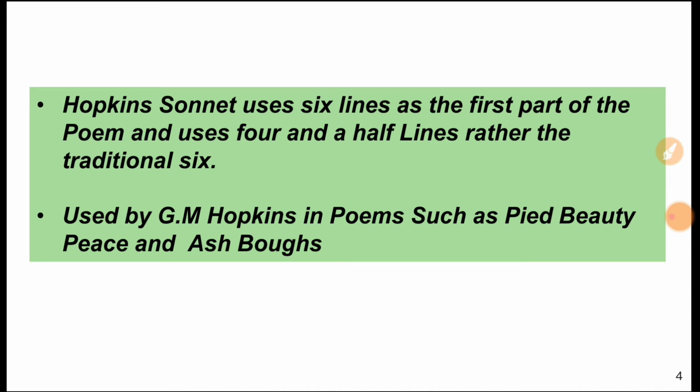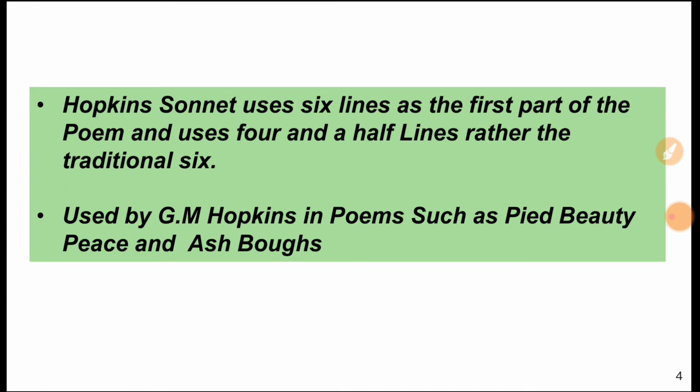So together they form 10.5 lines. Hopkins' sonnet uses 6 lines as the first part of the poem. Here I want to add that Gerard Manley Hopkins reduced the number of lines from 14 to 10 and a half, divided into two stanzas, one of 6 lines and the other of 4 with a half-line tailpiece. So they together form 10.5 lines.